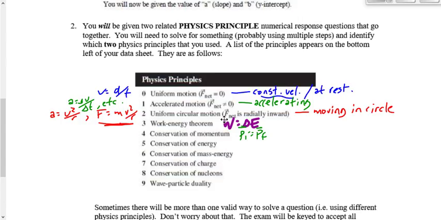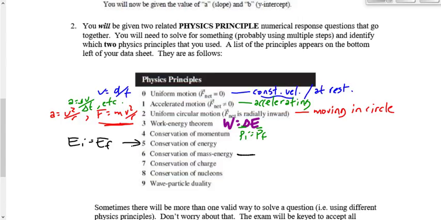Conservation of energy. Conservation of energy is Ei = Ef. qV, probably going to be qV = 1/2 mv². Maybe qV + 1/2 mv² = 1/2 mv². Maybe conservation of energy is hf = Ek max + W in that photoelectric effect equation. You guys know what the conservation of energy is, though.